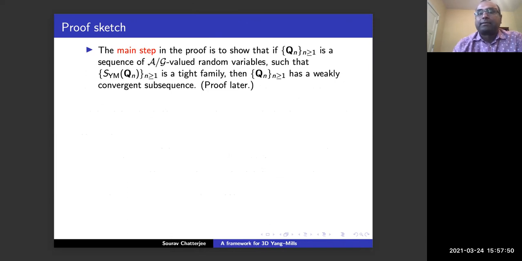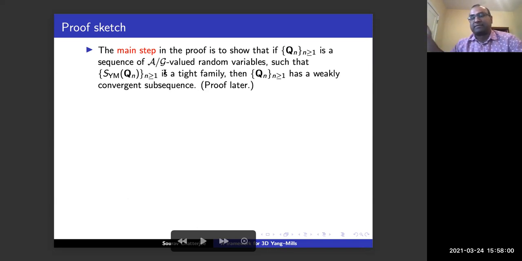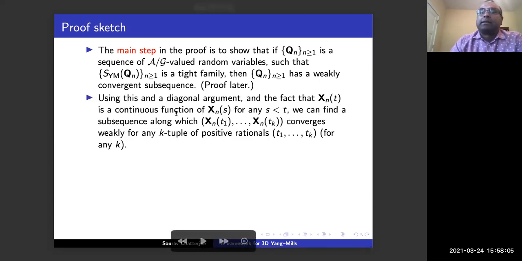Okay, and why aren't we using this to construct our Yang-Mills measure? It's because we don't expect that our random variables will actually be tight on the quotient space. So we have to go to this other space, but this is an intermediate step. So how do we use this to prove our result? Using this fact and a diagonal argument, we show that under the hypothesis of the theorem, for any t1, ..., tk positive rationals, this tuple X^n_{t1}, ..., X^n_{tk} converges weakly. There is a subsequence along which this converges weakly for any rationals.